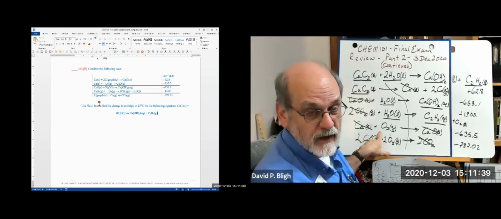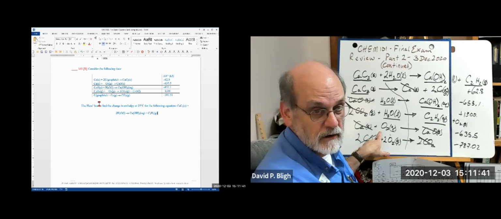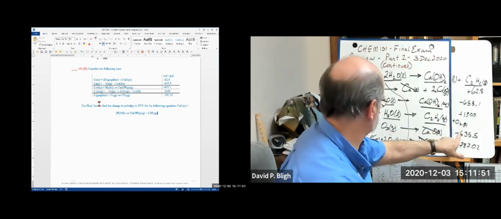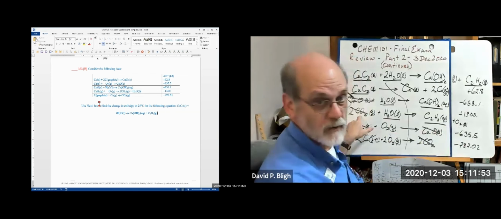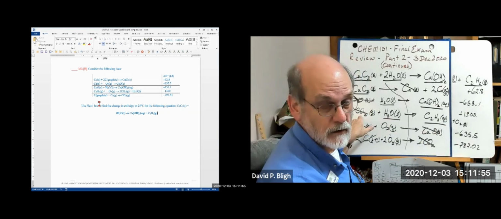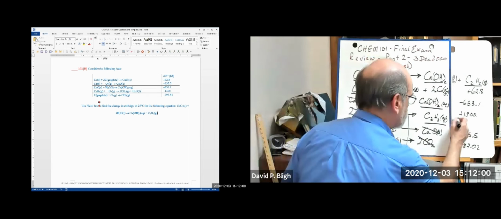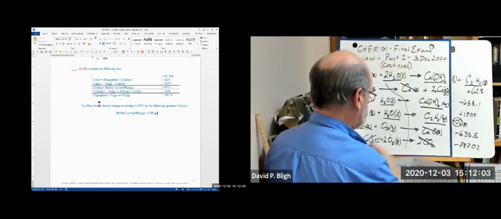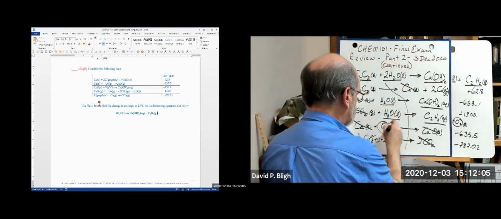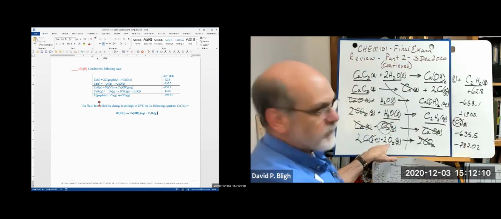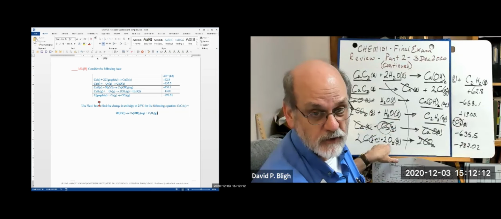Calcium and oxygen. Graphite and oxygen. That leaves us 3 oxygens. Oh, here it is. There's an oxygen. Carbon dioxide, water. So this one cancels this one. But we still have 2 oxygens left over. I'm missing oxygen somewhere because it's not supposed to be here.